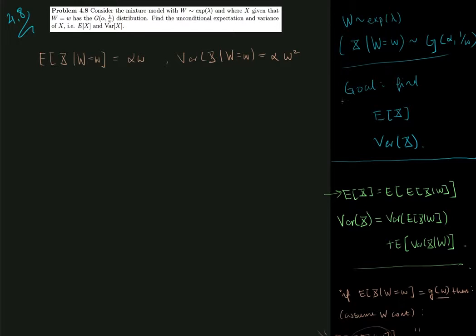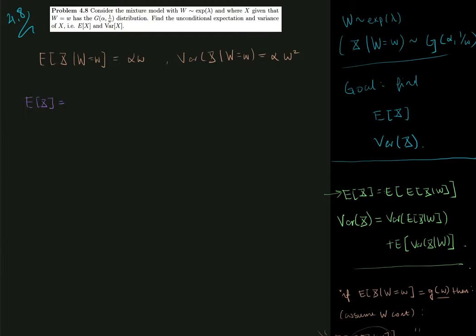And this is based on the formulas that we have in the book for the mean and variance in a gamma distribution. So what do we need now? What we want to do now is find the mean value of x.